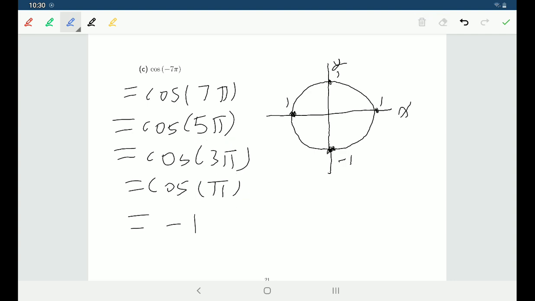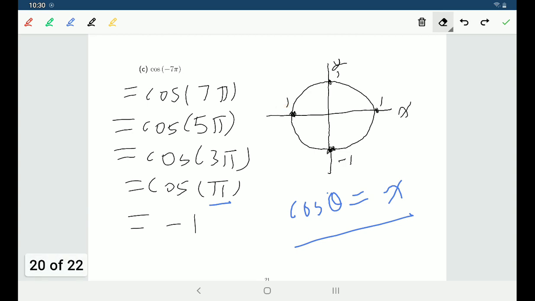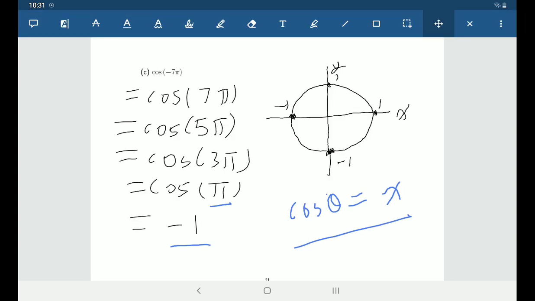Now, cosine of pi, or 180 degrees, that's not something that one of my special triangles will get me. That's where I need to think in terms of my unit circle. And remember, for angles in the unit circle, cosine of theta is the x value on that unit circle. So for pi, or 180 degrees, my x value is negative 1. So my value for cosine of theta is negative 1. And there we go. That's my answer for cosine of negative 7 pi, which is the same thing as cosine of pi, which is negative 1.